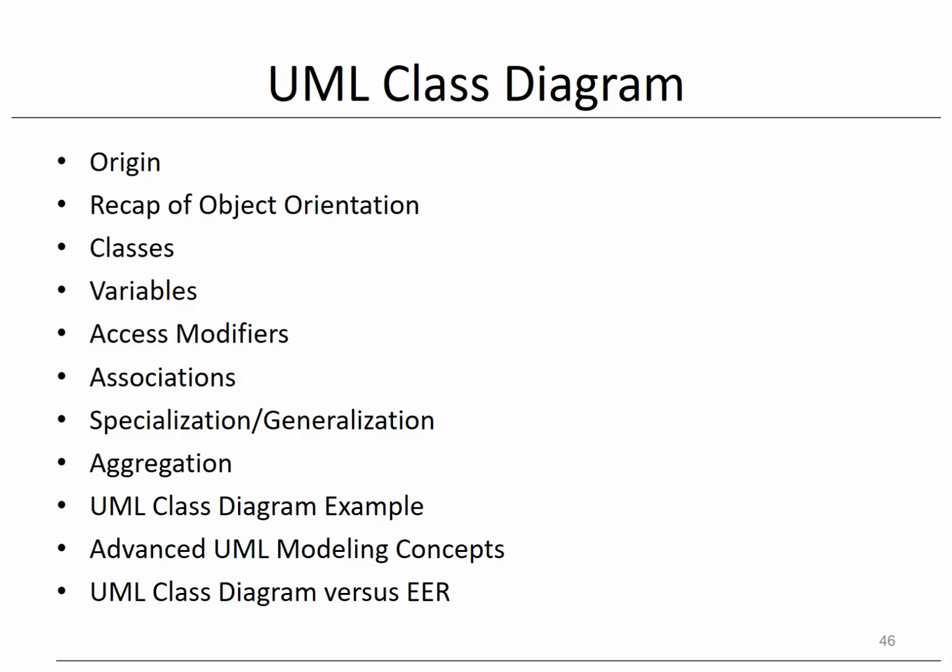In this section, we discuss the UML class diagram. We start by discussing its origin and provide a recap of object orientation. We then discuss its key building blocks: classes, variables, access modifiers, associations, specialization, generalization, and aggregation. Next, we provide a UML class diagram example. We then zoom in on some advanced UML modeling concepts and conclude by contrasting the UML class diagram versus EER.